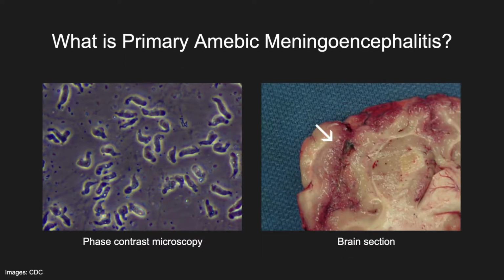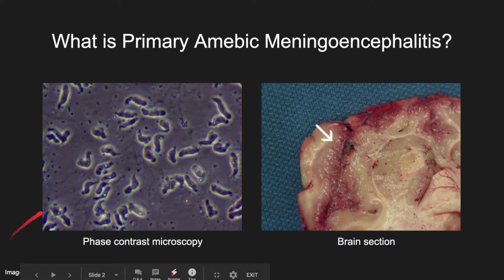What is primary amoebic meningoencephalitis? It is abbreviated PAM, so if you hear me say PAM, that's what I'm talking about. But it's basically a rare and fatal disease that occurs in the central nervous system. And like I said before, it's caused by Naegleria fowleri.